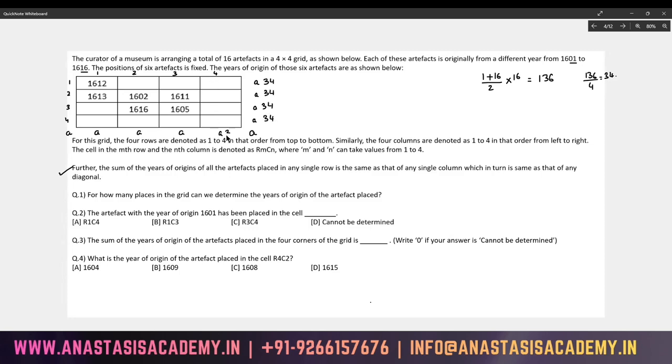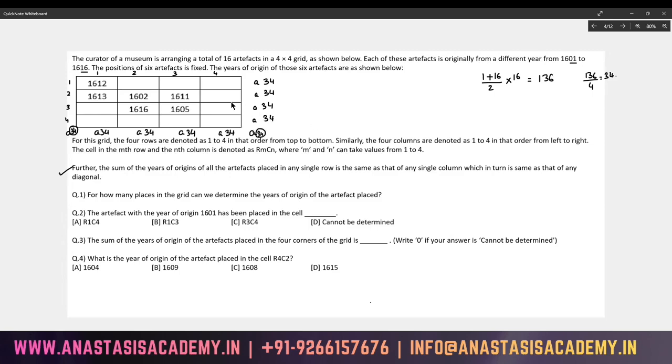And the same would be the case for columns. This is 34. This is 34. This is 34. This is 34. And also the diagonals. This is 34. And this is 34. Just to denote they are the diagonal sums, I've circled them.